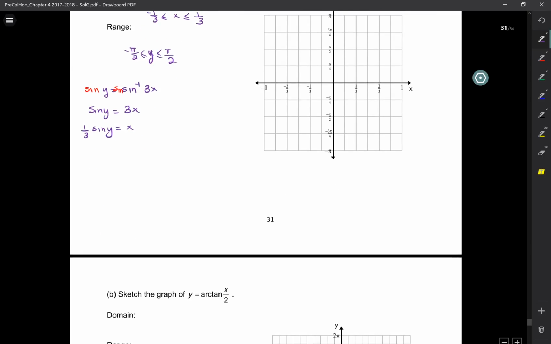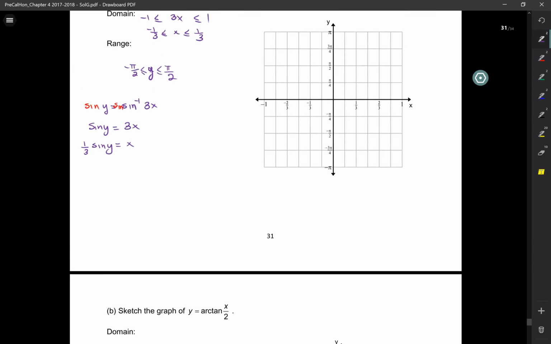Okay? Now, I'm going to pick points. So my x is now 1/3 sine of y, and this is my y. Sorry, what is the opposite sine of y? So I took the sine of both sides, sine of y, sine of inverse sine of blah, blah, blah.